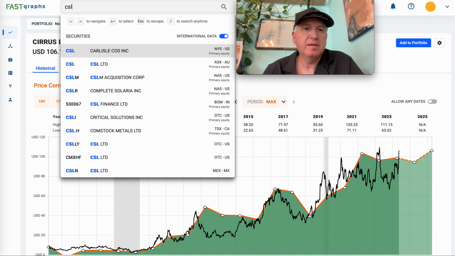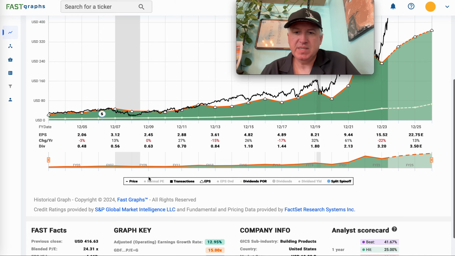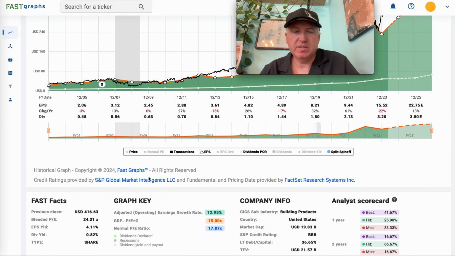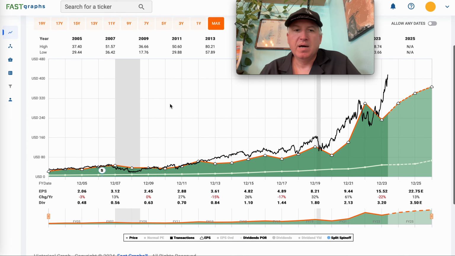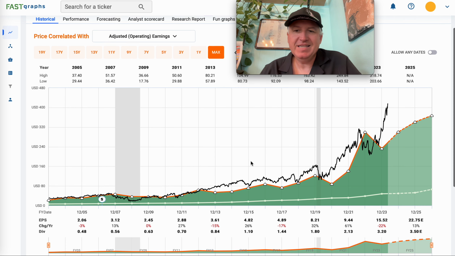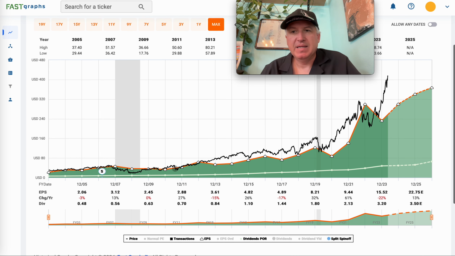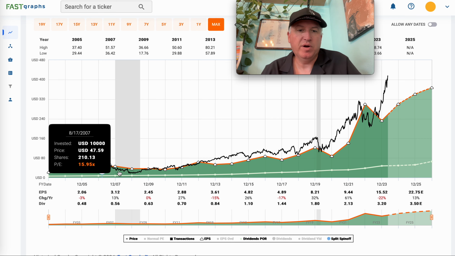CSL. Okay, so these guys are building products. Okay, so this is not the financial company. Yeah, this is going to be too hard because these guys have big down cycles. They can be hard to predict. They're in the middle of a big upcycle now. I just think this is too hard for me to predict, and you can't really see it on this fast graph when it's this big.